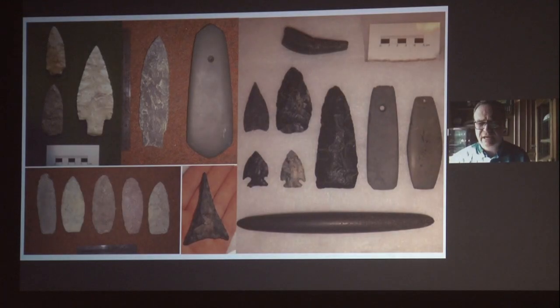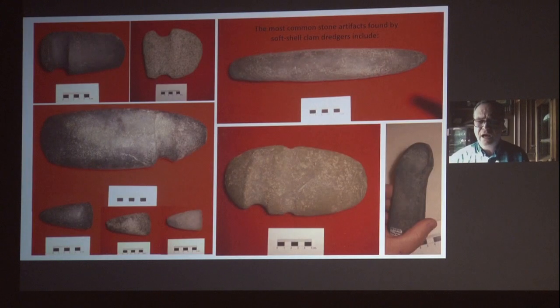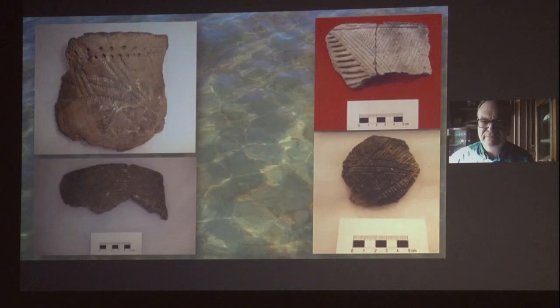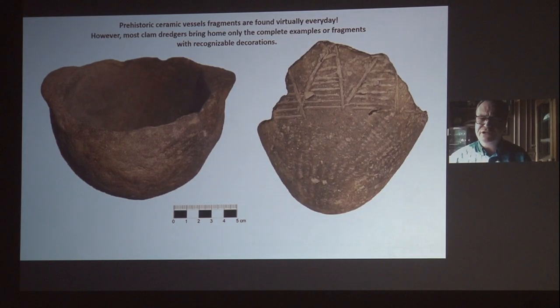And this shows the gamut of Woodland period stuff, everything from about 2,500 years ago all the way up to the time of John Smith, that clammers have found. The most common artifacts are groundstone axes and pestles and big heavy basaltic things that have been made. Well, let me zoom back. Prehistoric ceramic vessel fragments are found virtually every day. I worked on one for 4 years. Every day we found ceramic vessel fragments.